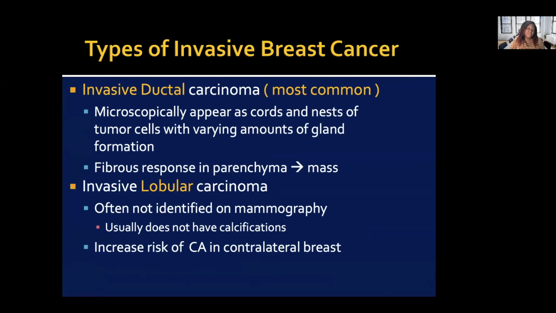Types of invasive breast cancer. Invasive ductal carcinoma is the most common type of invasive carcinoma of the breast. Microscopically, it appears as cords and nests of tumor cells with varying amounts of gland formation. The fibrous response in the parenchyma can lead to the palpation of a mass. Invasive lobular carcinoma is often not identified on mammography because it usually does not have calcifications. It does increase the risk of cancer in the contralateral breast.